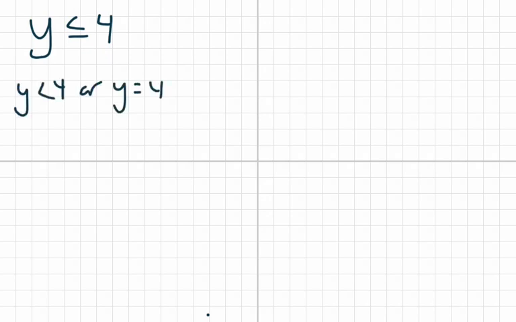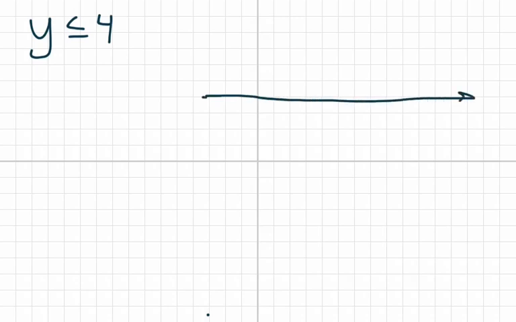And it same works for horizontal lines. So if you had wanted the graph of y is less than or equal to 4. Now the line is included because of the equal sign. So you basically have y is less than 4 or y is equal to 4. Like both of those work. And so we would do a solid 1, 2, 3, 4, a solid horizontal line.